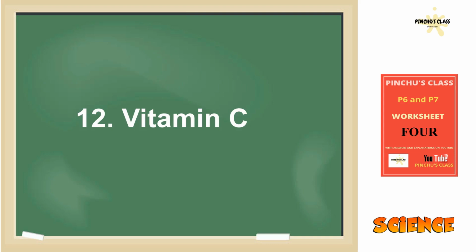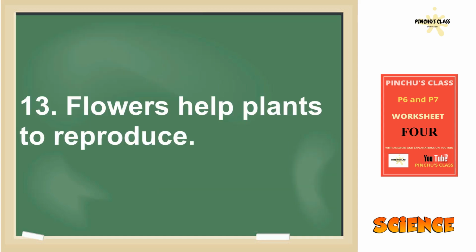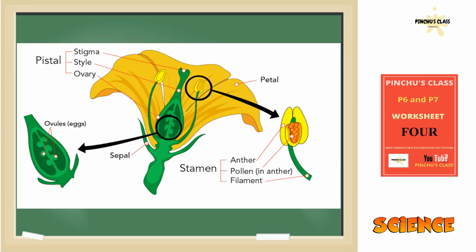Vitamin C helps to prevent people from getting scurvy. So it is vitamin C which helps people from getting scurvy. And then number 13, flowers help plants to reproduce. That is one importance of flowers to a plant. Yes, they help plants to reproduce.